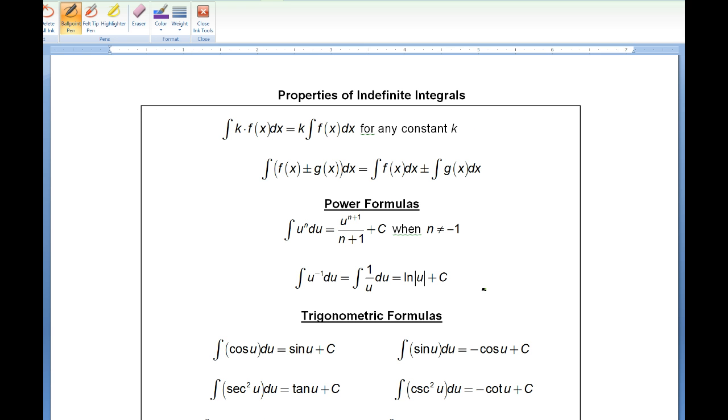Got it. Okay, so here are your formulas. It says big star. Properties of indefinite integrals.